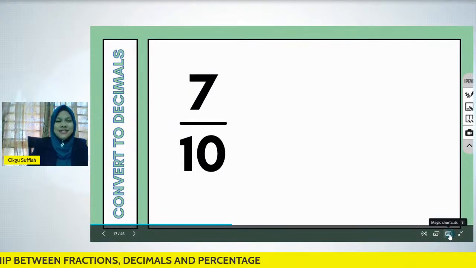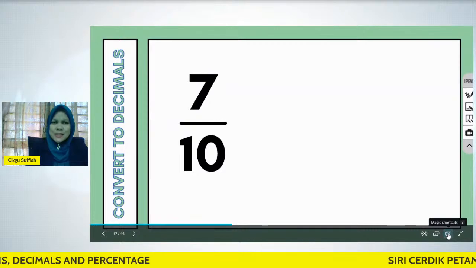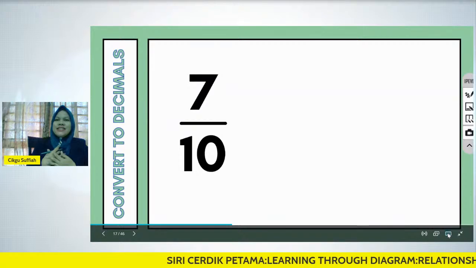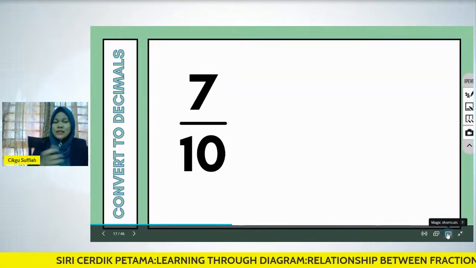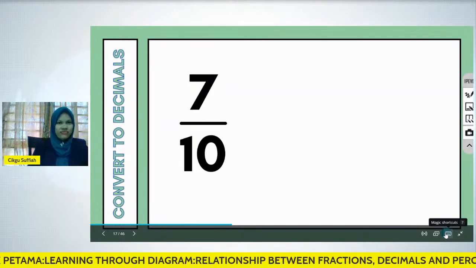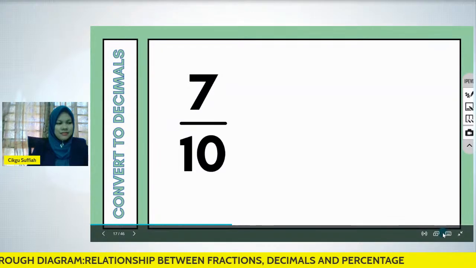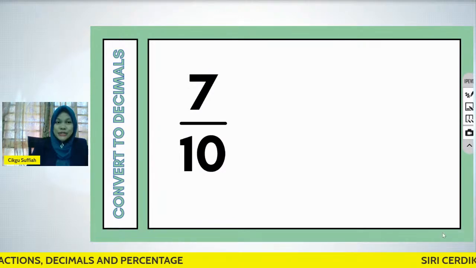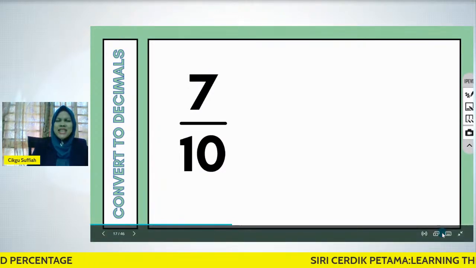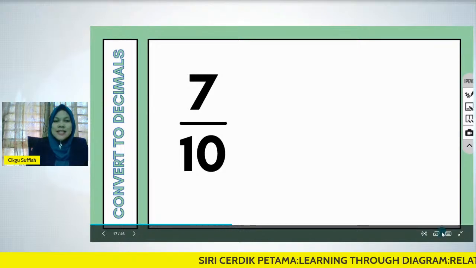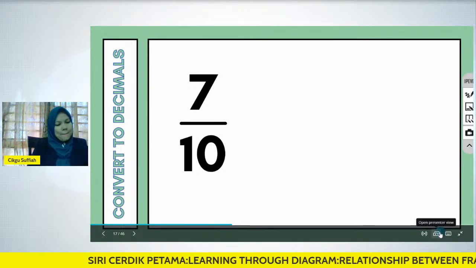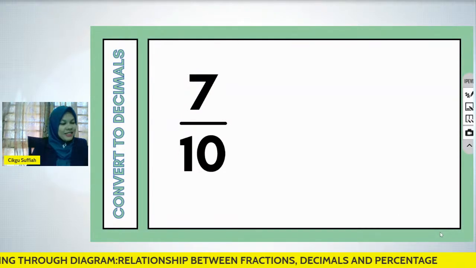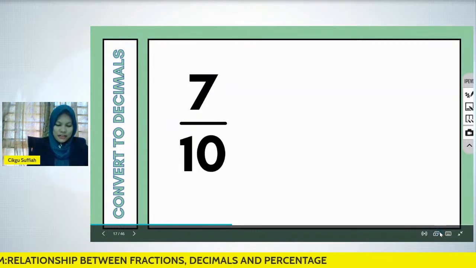7 over 10. How to write down in a decimal number? Do we need to write down the standard written method in order to convert 7 over 10 to a decimal number? Do we? Do we need to? So anyone want to share? How do we convert 7 over 10 to a decimal number? Wow, so many know the answer. Very good.